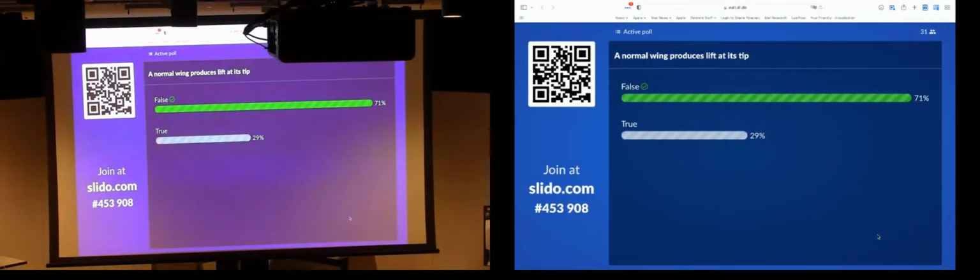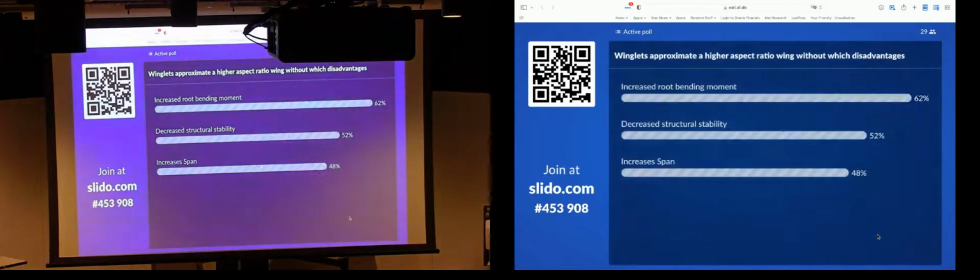So, question 4, winglets. The purpose of winglets is to improve that. They approximate a higher aspect ratio wing without which disadvantages? Is it without increasing the root bending moment, without decreasing structural stability, or without increasing span? And it's the first and the last.